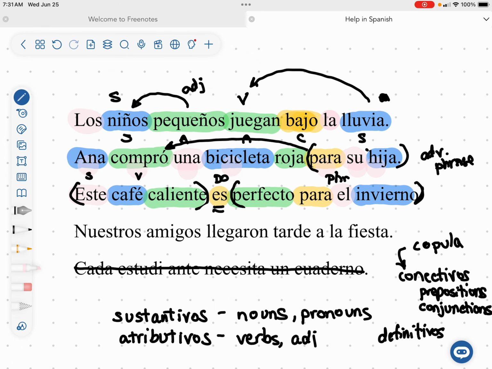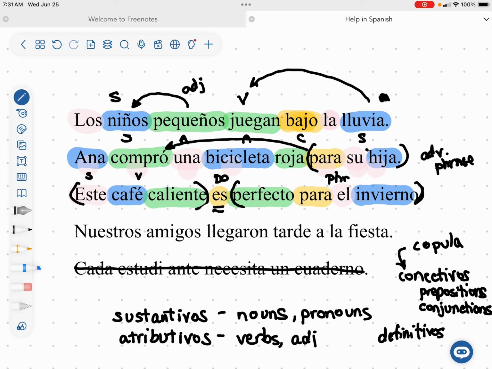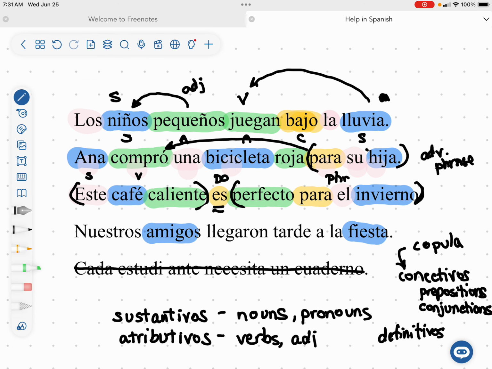Nuestros amigos llegaron tarde a la fiesta. Our friends arrived late to the party. Okay. Two things that we're talking about, two sustantivos. Amigos, our friends, and you guessed it, fiesta. Okay. What are our description words? Llegaron, they arrived, and tarde, late.